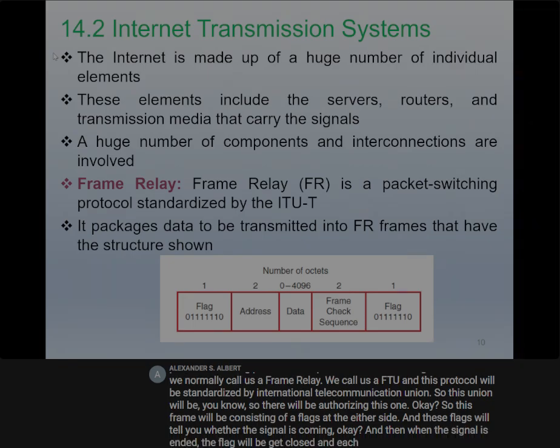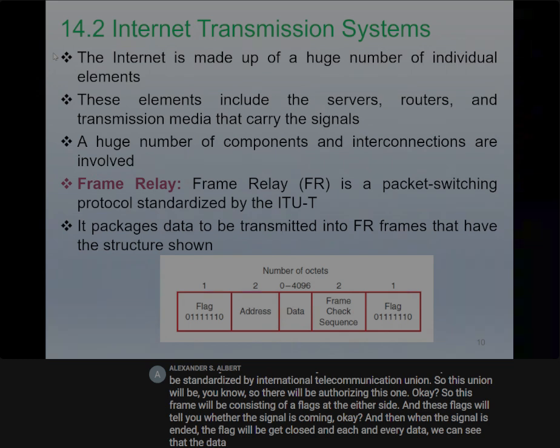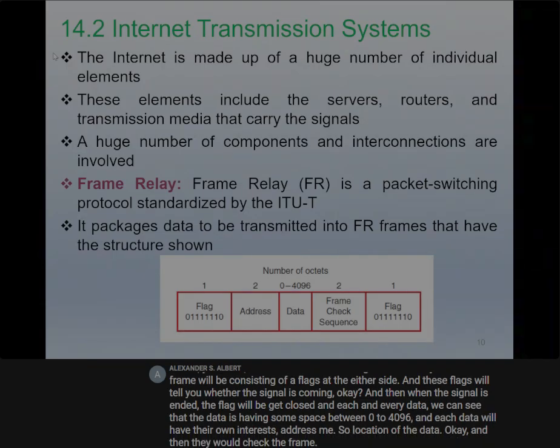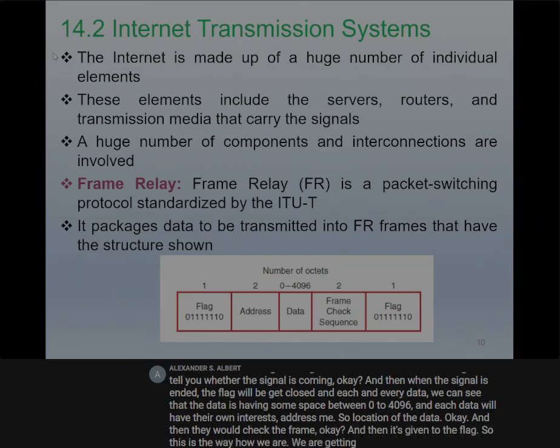Each piece of data has some space between 0 and 4096, and each data has its own address. Address means the location of the data. Then they check the frame, and then it is given to the flag. This is the way we get the signals.